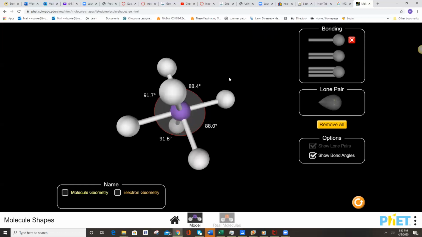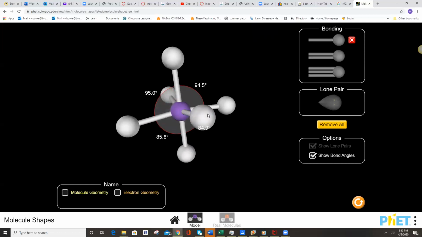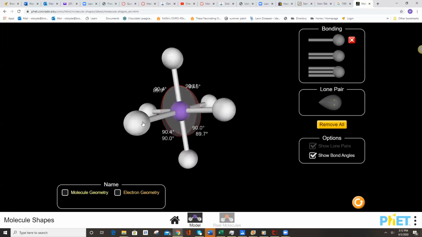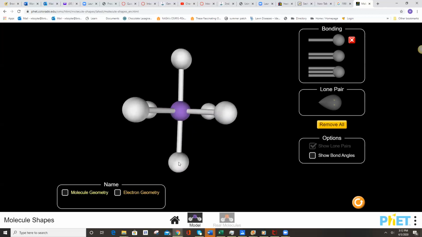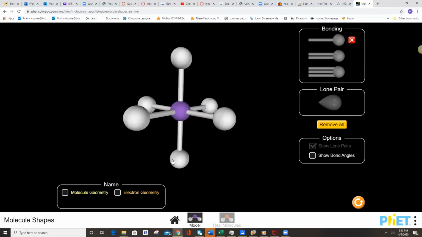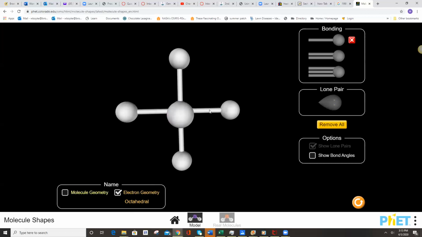So I need 6 bonding groups attached to this central atom. So when you look at this, the name for this, if you were to draw faces and turn this into a solid 3-dimensional object, it would have 8 sides. 8 sides is called an octahedron. It's kind of like that. So we call this electron pair geometry octahedral. So here we have an octahedral electron pair geometry.